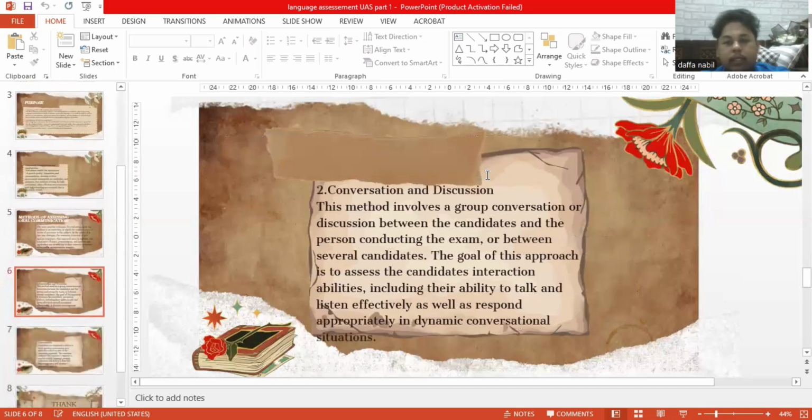Next is conversation and discussion. This method involves a group conversation or discussion between the candidates and the person conducting the exam, or between several candidates. The goal of this approach is to assess the candidates' interaction abilities, including their ability to talk and listen effectively, as well as respond appropriately in dynamic conversational situations.